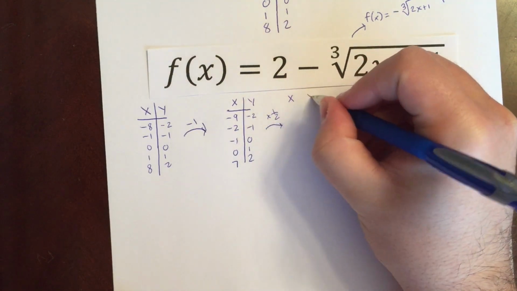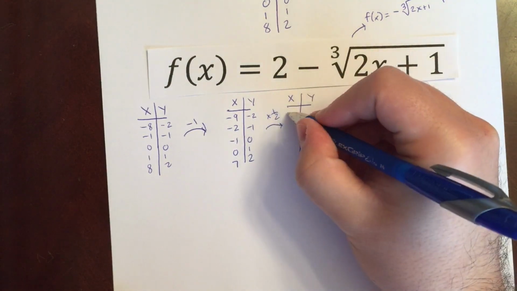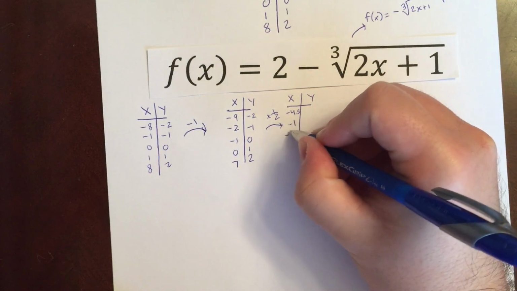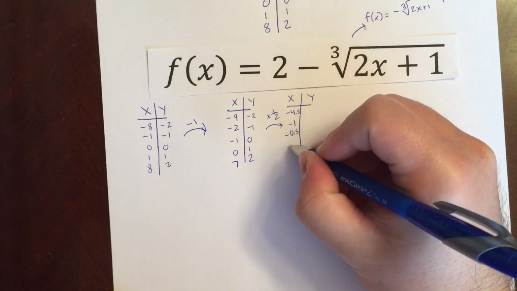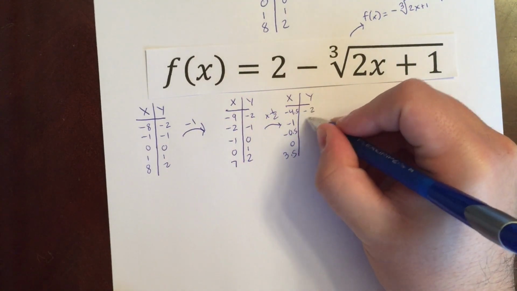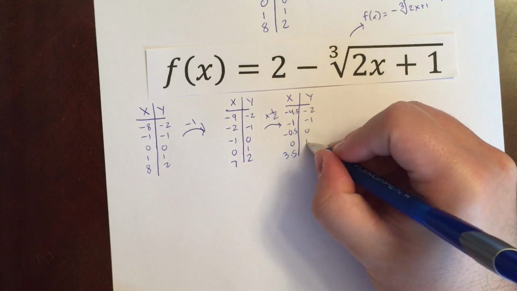Again, we're working with just the x values first, and then we're going to get to the y values. You get negative 4.5, negative 1, negative 0.5, 0, 3.5. Now we're done changing anything with the x values.